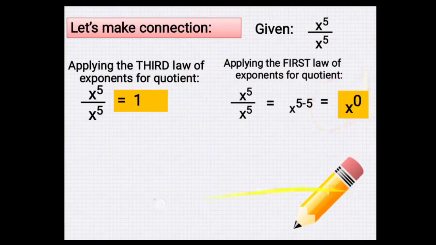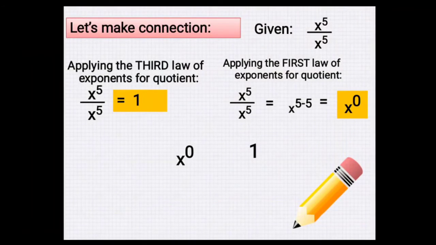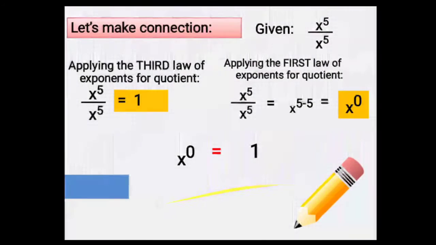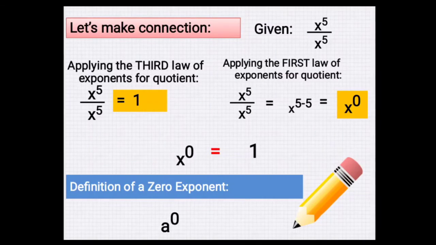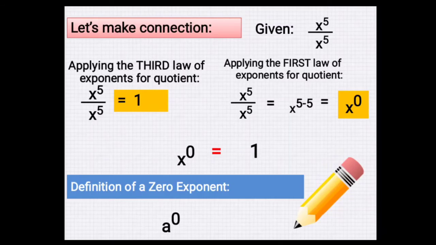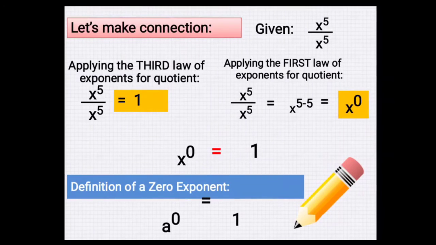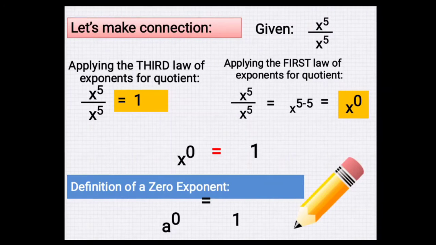Now, what is the connection of the results? What is the connection of x raised to 0 and 1? What do you think? Very good. They are also equal. Okay? It means that x raised to 0 is equal to 1. So let's have the definition of zero exponent. You have to take note that if the exponent of the base is 0, automatic that is equal to 1. Again, if you see a zero exponent, automatic that is equal to 1.